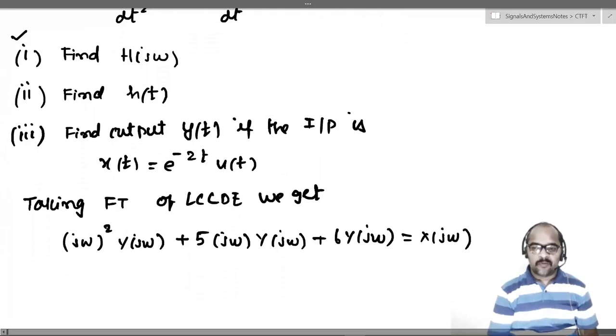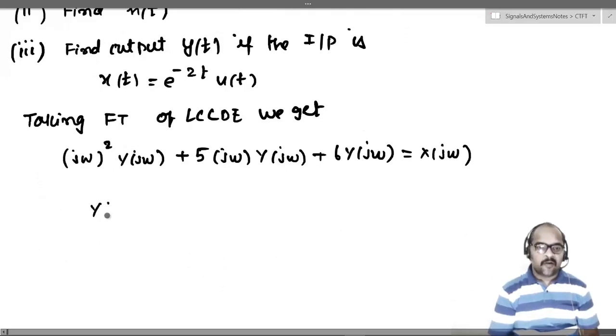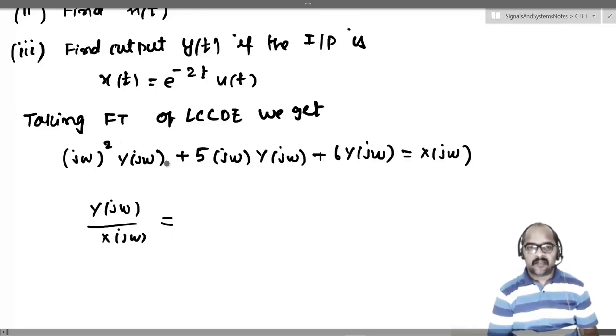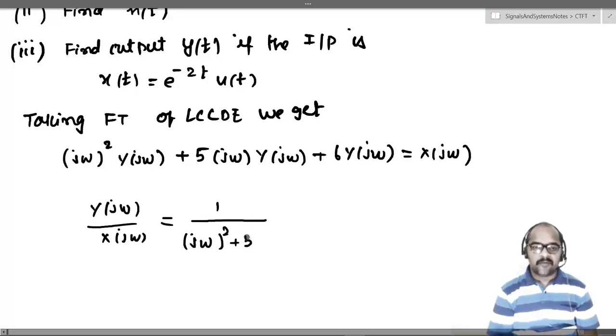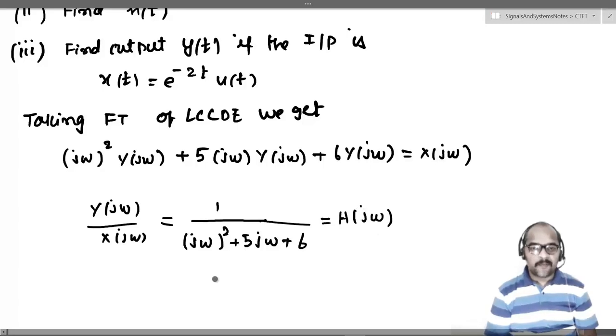From this you can easily see that Y of j omega divided by X of j omega, I'm skipping one step in between which is easy to find out. Y of j omega is common on the left hand side, bring X of j omega down, so that is equal to 1 divided by (j omega) whole square plus 5 j omega plus 6. We know that Y of j omega by X of j omega is the frequency response of the system, which is equal to H of j omega. That solves the first problem.